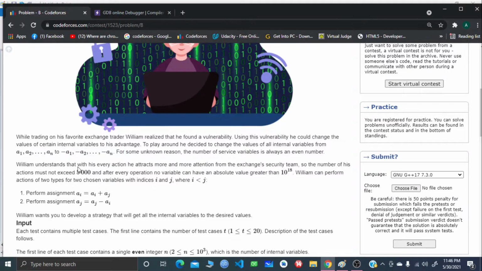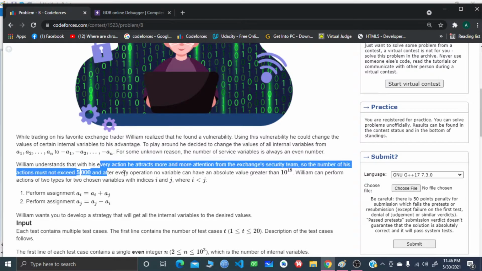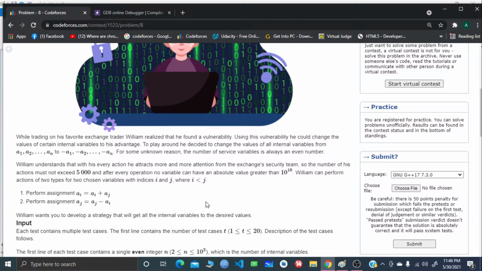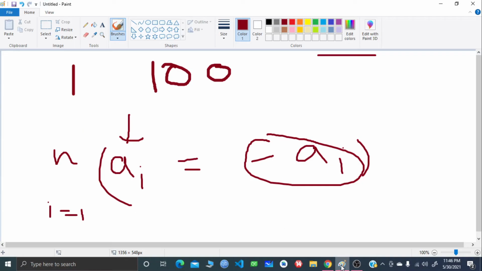So the main task is that you have to make the initial given array into a format where a_i should be equal to minus a_i. And how will you do that? In order to manipulate the elements and get the final answer, you have some operations that you can perform. There are basically two types of operations.